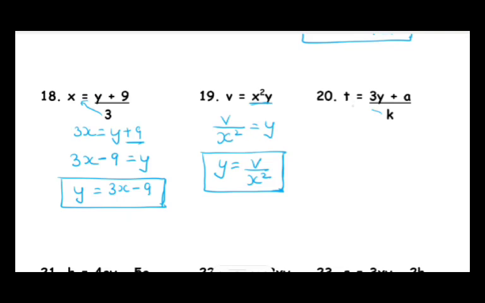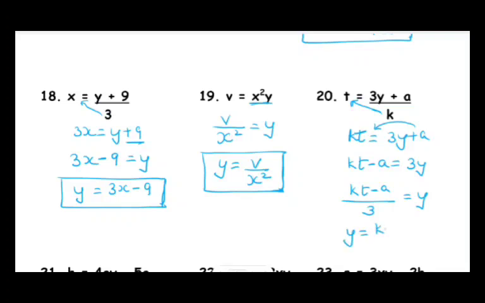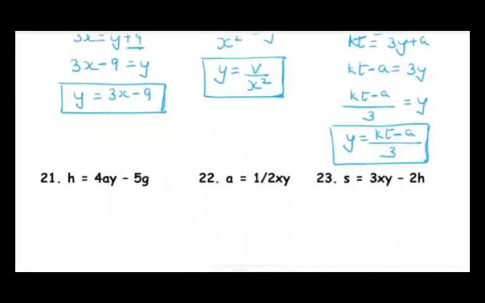Okay, so again here, this one goes and multiplies with t, so it's kt is equal to 3y plus a. a shifts, so kt minus a. The sign changes from the RHS to LHS, separating the 3 and y: kt minus a upon 3 is equal to y. Y is equal to kt minus a upon 3, and here we have y as the subject.